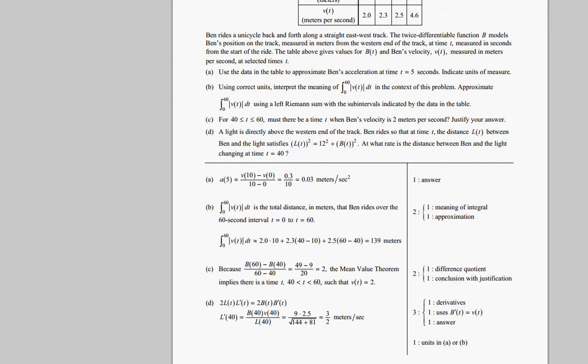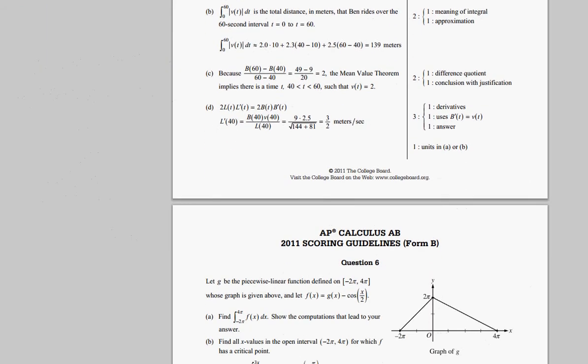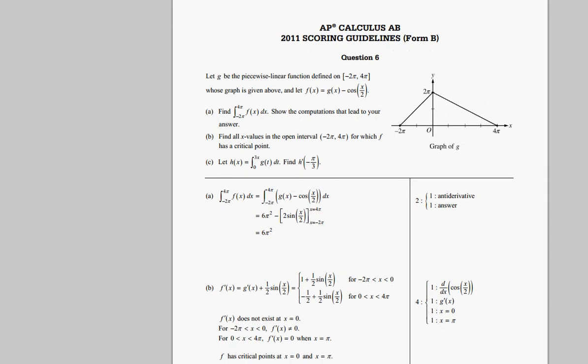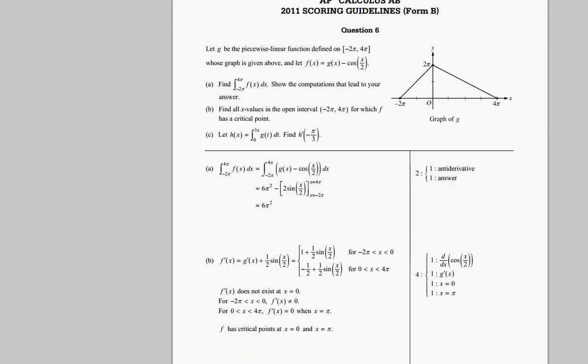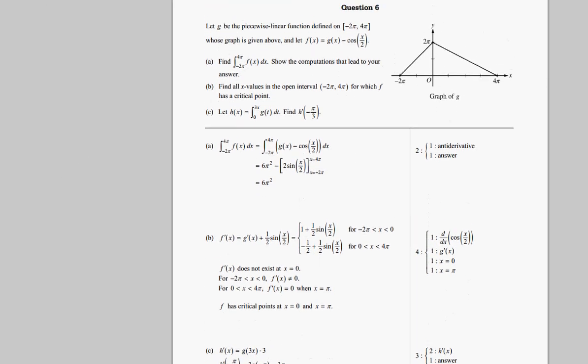Alright, so that was question 5. Let's scroll down here to question 6 and look at this guy. This one I thought was actually a little bit more difficult. The reason being is because they gave you this function for g, but they told you that f was defined as g minus cosine of x over 2.